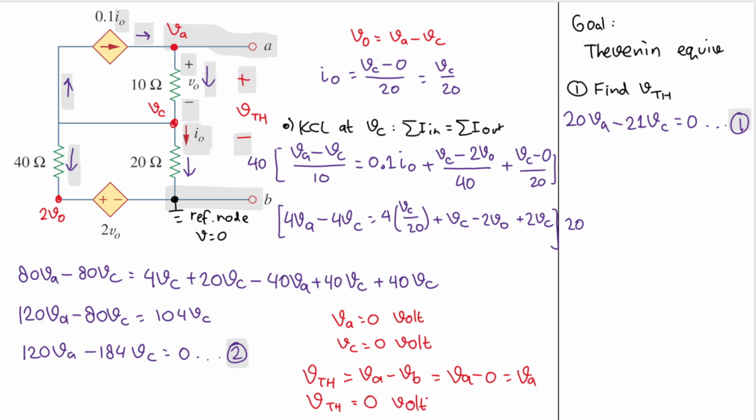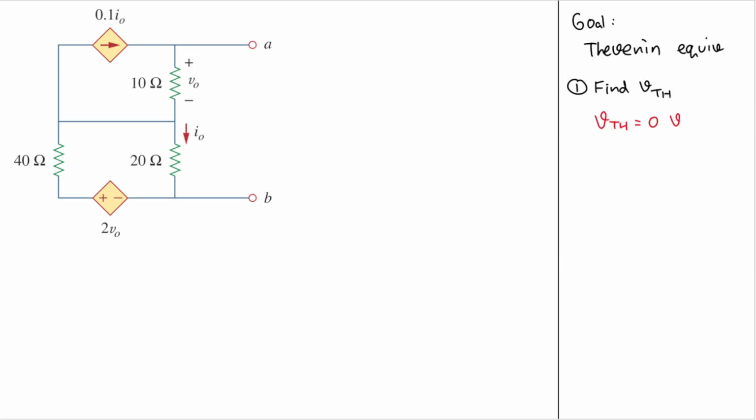Okay, let's save this because this is one of the most important values in this problem. Okay, that is VTH. And the second step is to find out RTH. Okay, we need to clean up our slide. Okay, the second step that we need to do is to find out the RTH, the Thevenin resistance. Okay, because we don't have independent sources, we don't need to turn off anything.